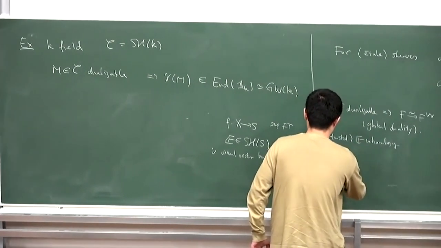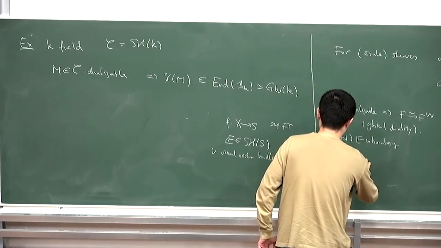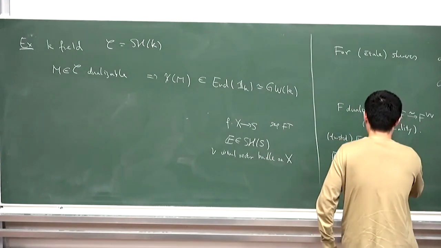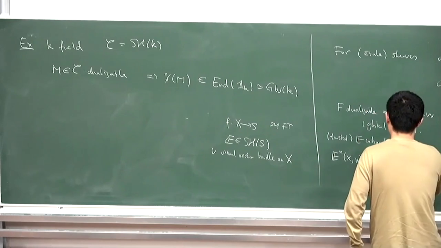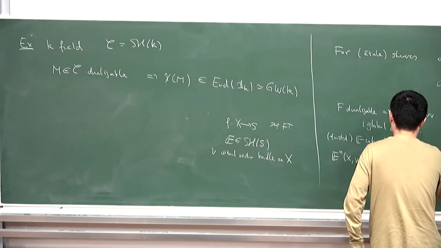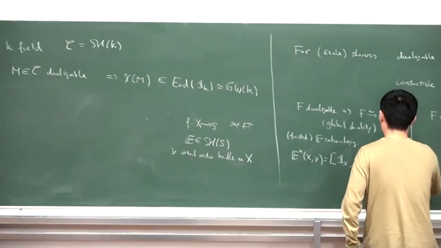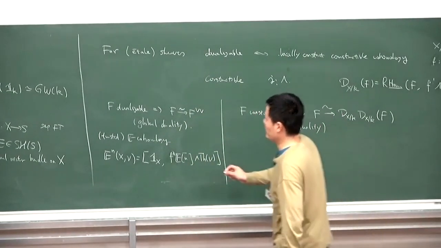So E^n of X twisted by V, this is the unit of X, and you put f upper star of E and shift it by n, and you smash with the Thom space of E. So this is the twisted E cohomology.